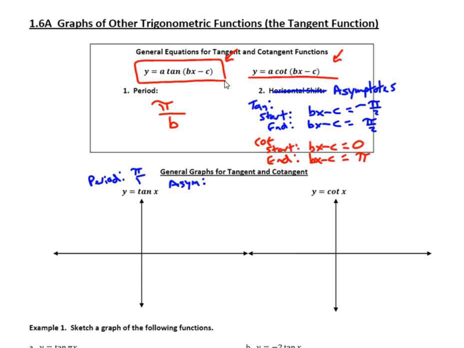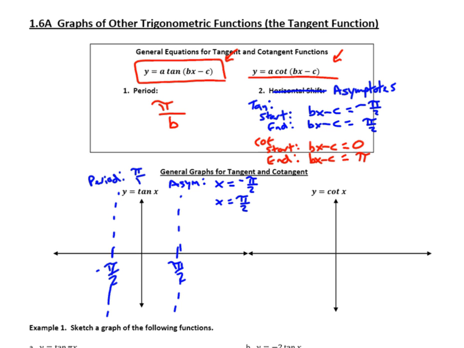The asymptotes for tangent are at bx minus c, which in this problem is really just x equal to negative pi over 2, and x equals pi over 2. There's nothing in parentheses for me to move that horizontally. So at negative pi over 2, that's over here, I've got an asymptote. And at pi over 2, that's over here, I've got an asymptote.